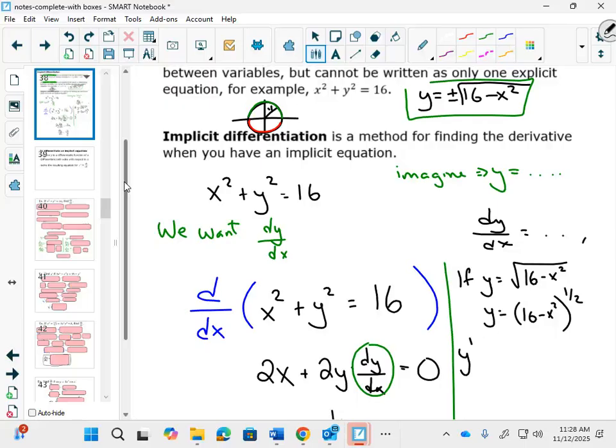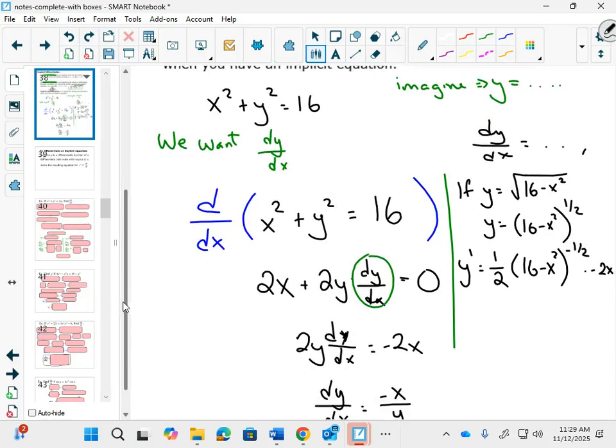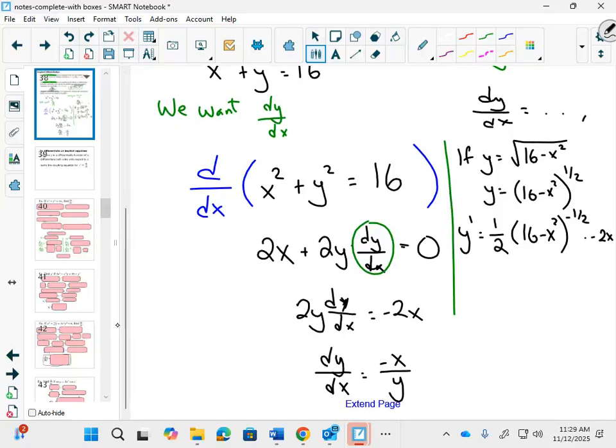What do we do with the chain rule? Derivative of the outside function. Do you see that my 1/2 would come out in front? And I would keep the inside the same to the negative 1/2, multiplied by the derivative of the inside, which is negative 2x. Can you see that this 2 and this 2 would cancel out?